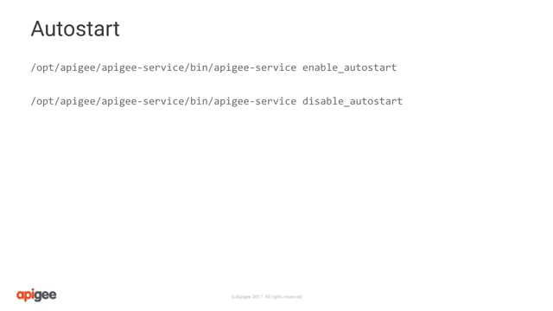After installation, you may wish to set Apigee services to start when the host boots. This is not done for you automatically because it may not be necessary in every environment. To enable service auto start, run apigee-all enable_autostart. To disable it, run apigee-all disable_autostart.